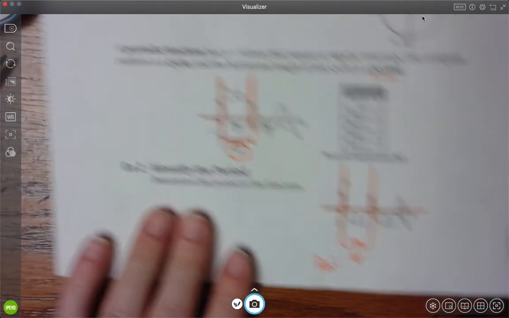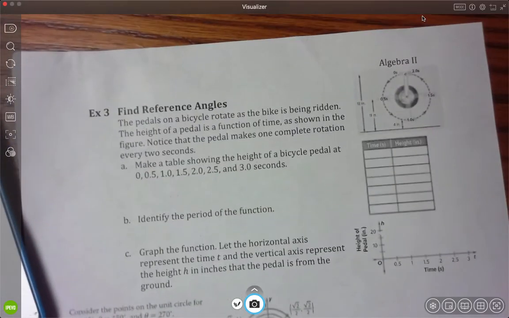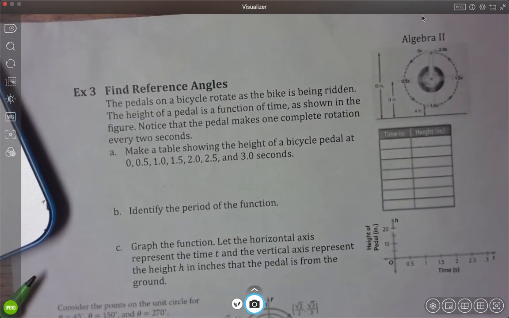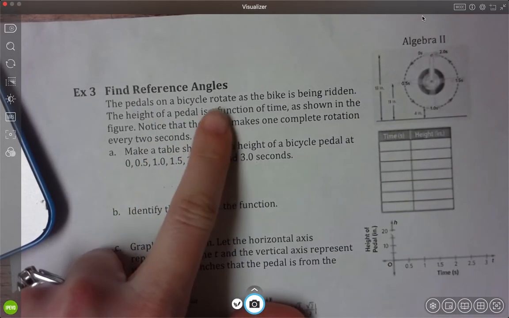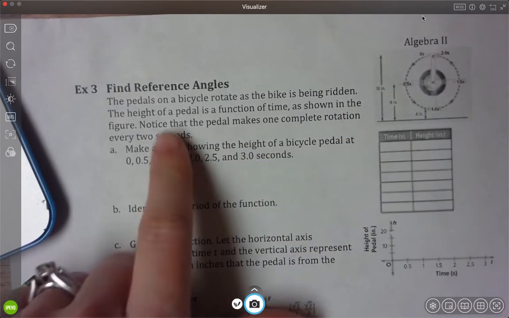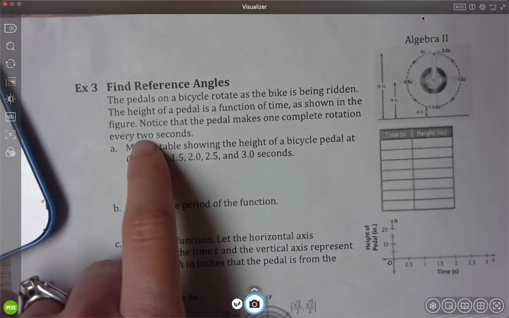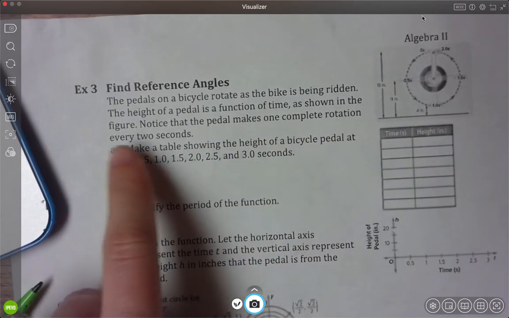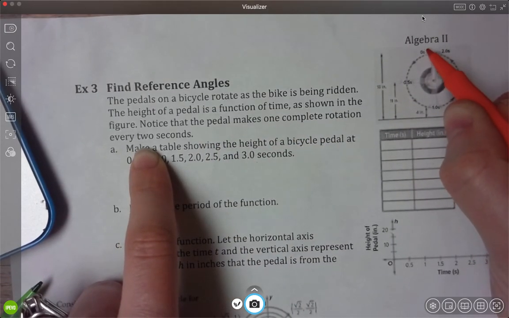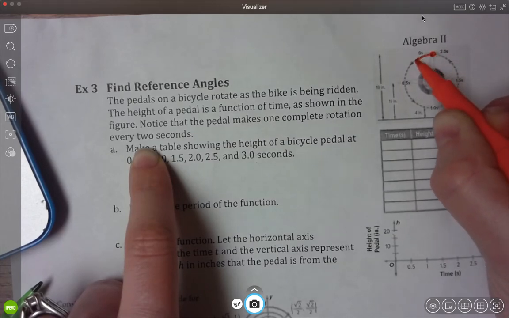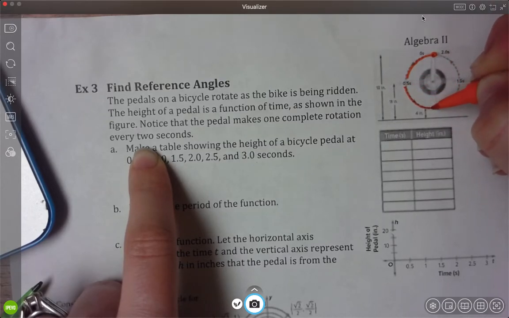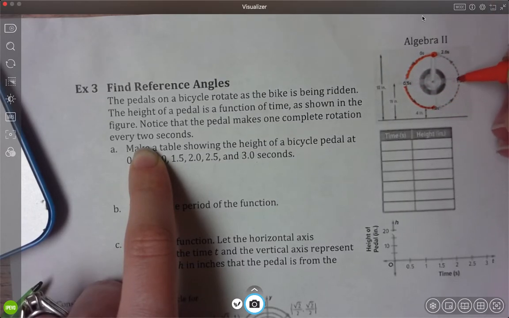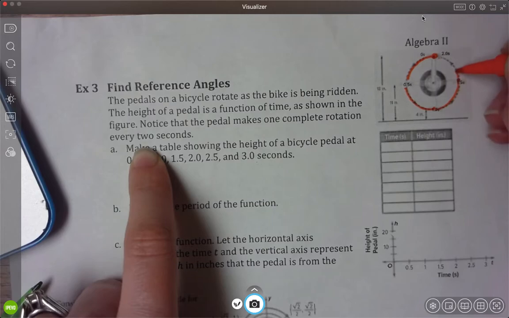So not terribly difficult. They're going to ask us a story problem in this next one that has to do with, I don't know if we're on a roller coaster or a bicycle, okay? The pedals on a bicycle rotate as the bike is being ridden. The height of the pedal is a function of time as shown in the figure. Notice that the pedal makes one complete rotation every 2 seconds, okay? So up here, at 0 seconds, it's starting at the top. At half a second, it's over here at the left side. At 1 second, it's down here at the bottom, and then it's back up to the right side at 1.5 seconds, and then back up to the top at 2. So it makes a full rotation in 2 seconds.